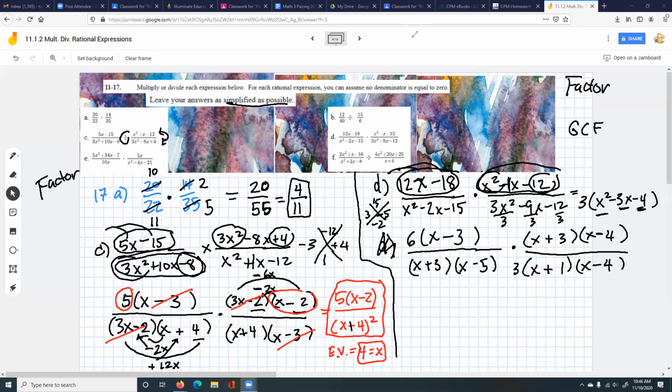Okay, now I can look to cross cancel stuff. So let's see, what's the same? I see an x plus 3 here. I see an x plus 3 here. I see an x minus 4 there and there.